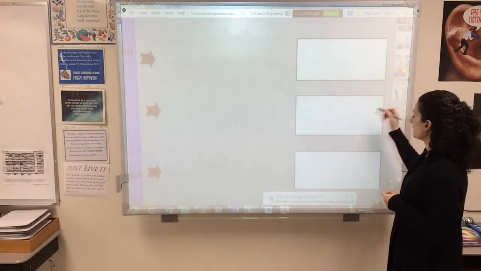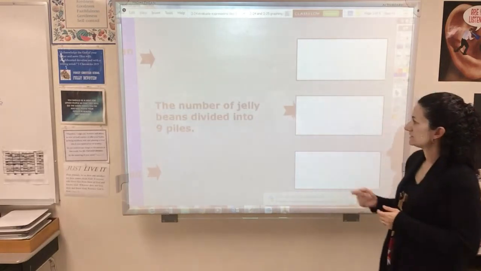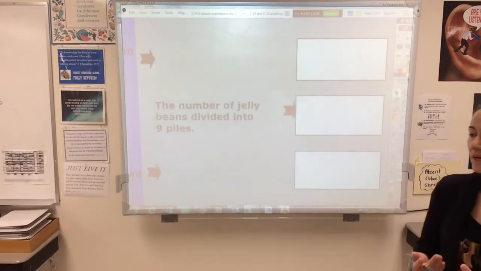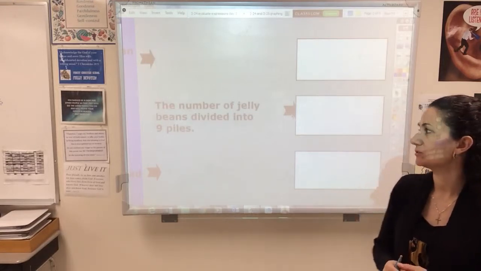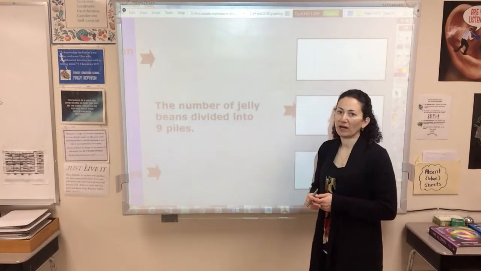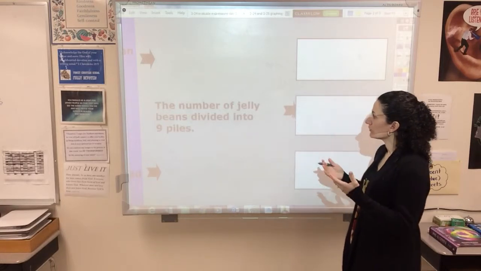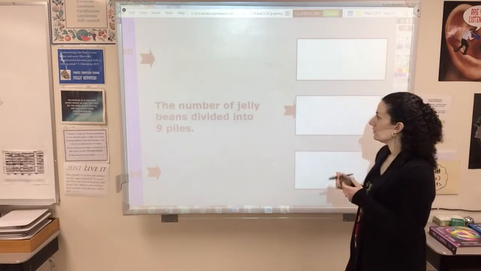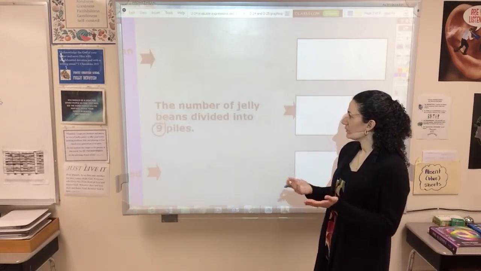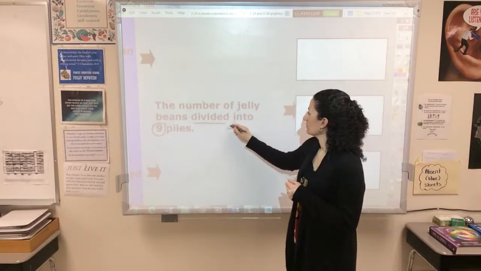So what I have here is three different word expressions or word sentences, and I want to try to translate them into a mathematical sentence with just numbers and symbols. So look at the first one here. The number of jelly beans divided into 9 piles. If I want to write a numerical expression to match that, I'm going to look for keywords. Well, I know I've got 9. I know I'm going to use 9. That's an easy part. A key word here is divided. That's easy. That's going to be the division symbol.